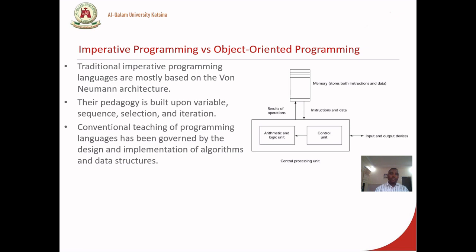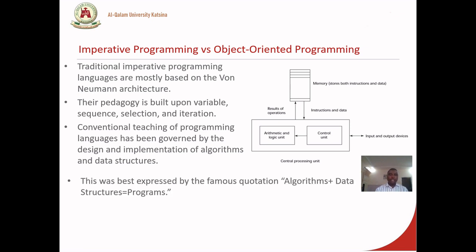So, the difference between imperative programming and object-oriented programming. In imperative traditional programming languages, they are mostly based on the von Neumann architecture. So what you have here is the famous fetch-execute cycle. Then the pedagogy of teaching this programming is based on variables, sequence, selection and iteration. This approach has been captured as algorithm plus data structures equals program.